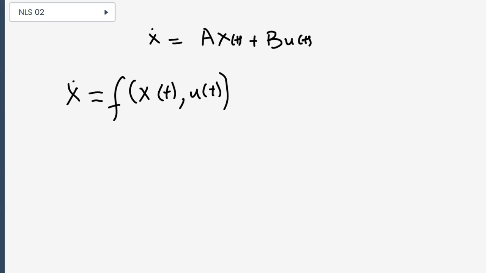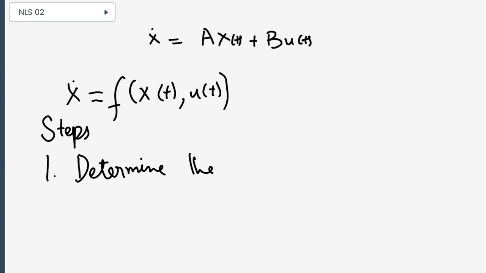So now what will be the steps that we'll be following to find out the linear model of this particular system? We'll be doing an example later. First thing, we'll be finding out the operating points of the system. Determine the operating points.